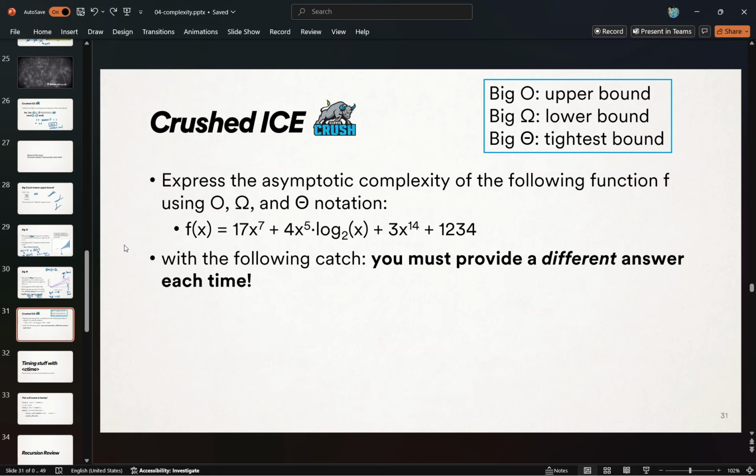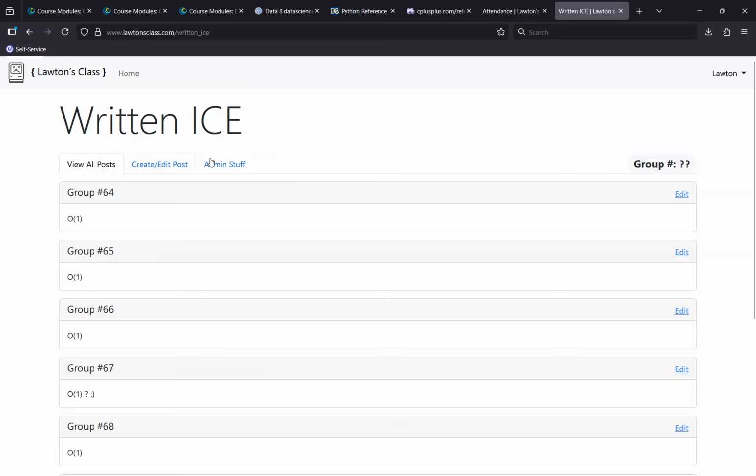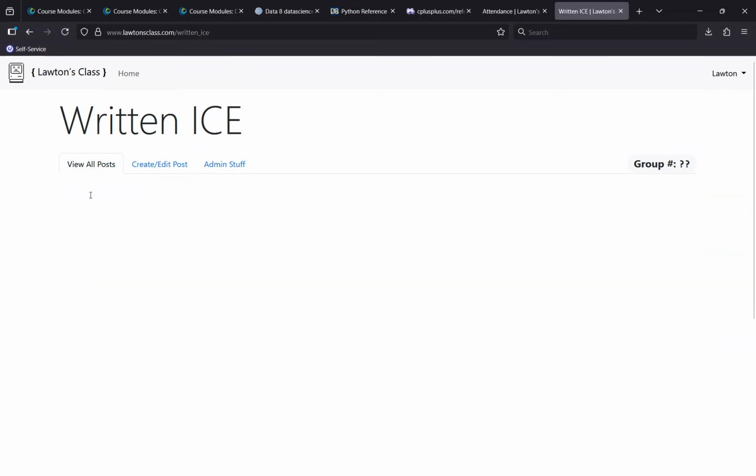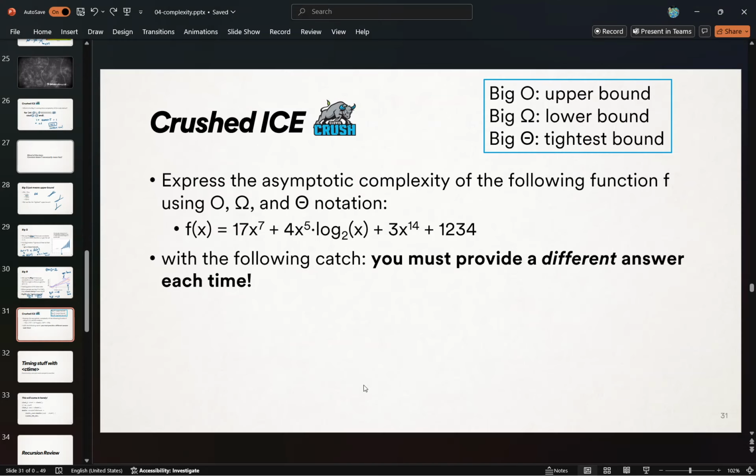Try to do it. Try to find a lower bound, an upper bound, and refresh your page if you're on the written nice page still. Try to find a lower bound, an upper bound, and the tightest possible bound, and give a different answer for each of them. Because if you play the game properly, you're going to get the big theta, right? That one's kind of set in stone, but try to find something else for the rest.